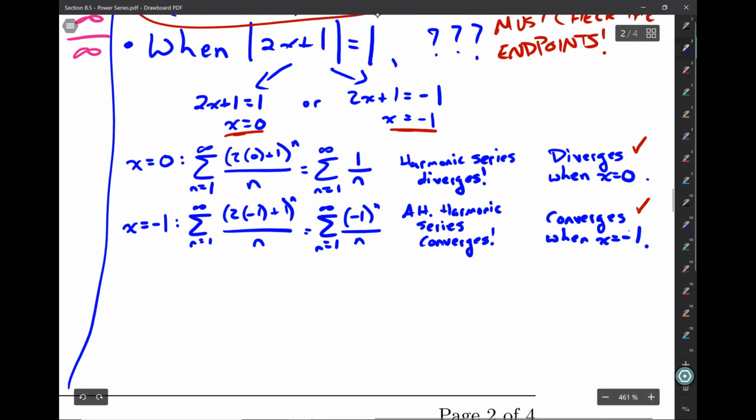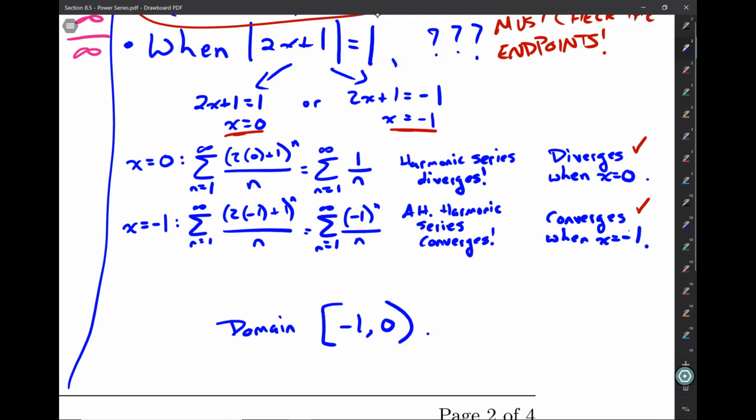So our domain is the set of all x values for which our series converges. It converges between negative 1 and 0. It converges at negative 1, but it diverges at 0. So here is our domain. Awesome.